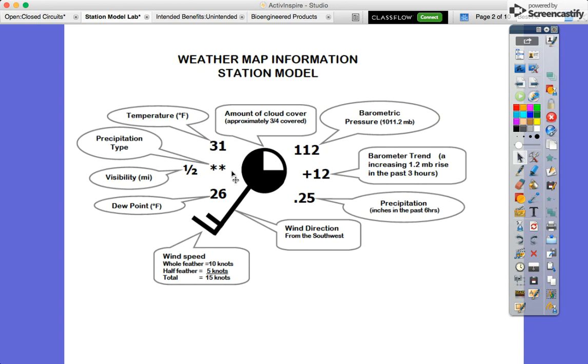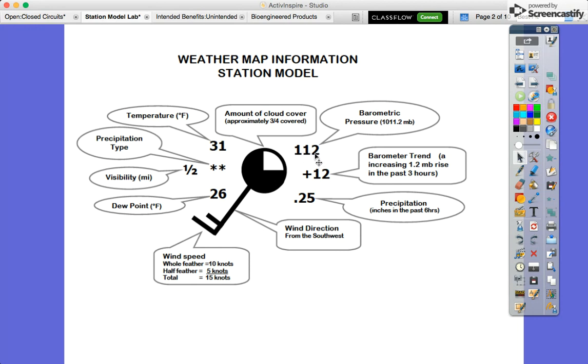If there are no symbols there, if the space is blank, that means there is no precipitation type. This shows visibility, which we're not going to be concerned about. Barometric pressure is always shown in the top right hand. If this number is less than 500, you put a 10 in front of the number and move the decimal one space to the left.